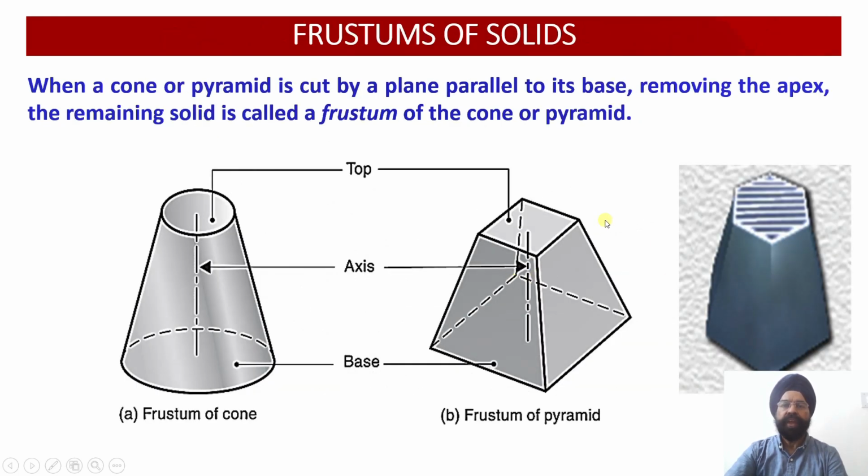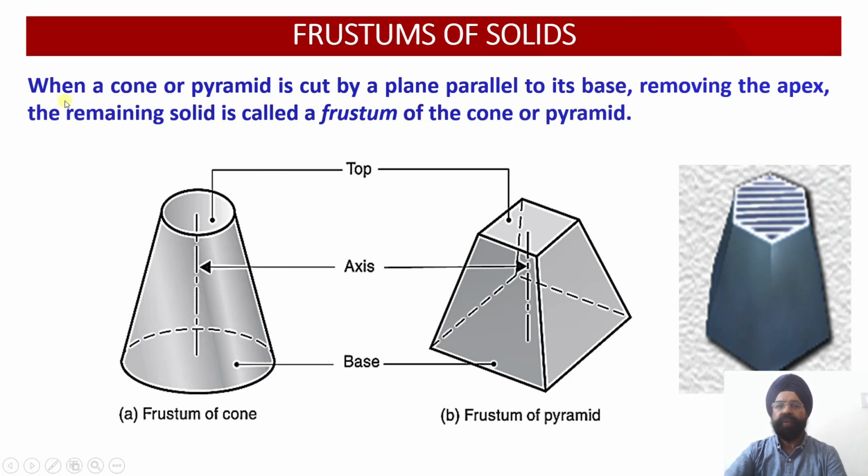Next, we can divide the cut solids into two different categories depending upon whether the cutting plane happens to be parallel to the base or inclined to the base. Again I repeat, we can classify the cut solids into two categories depending upon whether the cutting plane happens to be parallel to the base or it happens to be inclined to the base.